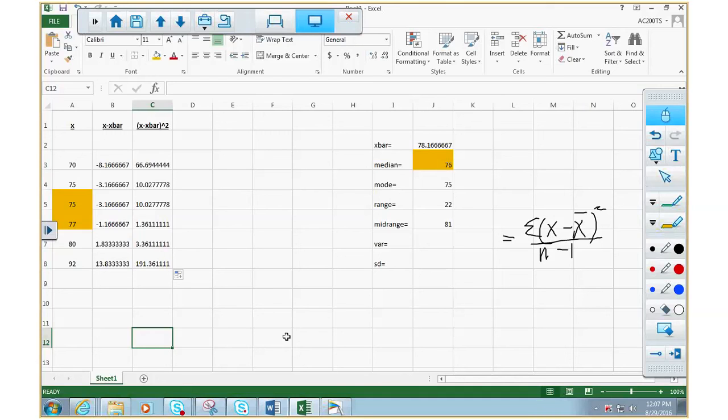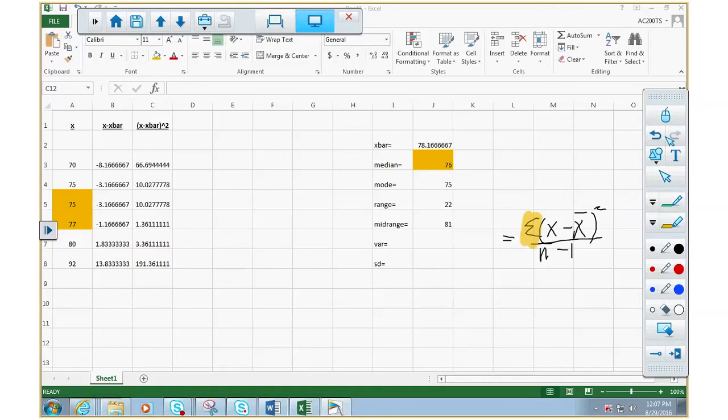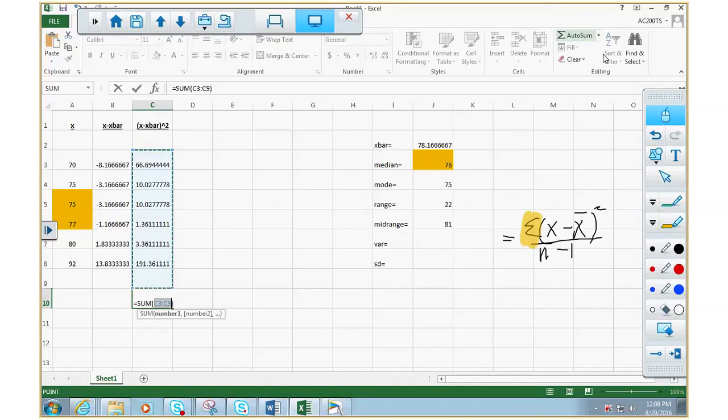Now, what does this guy right here say? Sum, meaning you add all the what? Add all the numbers up. So I'm going to add all these numbers up. I'm going to go right down here to this box, hit the auto sum, and add all those numbers up. And that is the numerator for my formula.